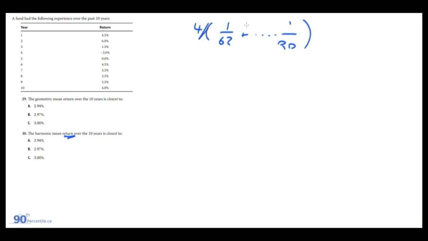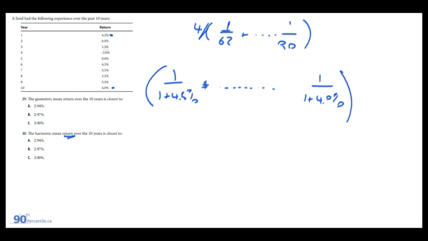Here, when we're dealing with returns, there's an additional component to the formula. So instead of just having, in the case of the stock price, 1 over 62, here it's going to be 1 over 1 plus the percentage, 4.5%. And then we go all the way down to 1 over 1 plus 4%, which is this value here. I'm not going to do all of them just for the sake of time, but you would take 1 over 1 plus the percentage. Sum all of those up, and then when we take the harmonic mean, we do 10, the number of observations, divided by this whole value in the brackets, and then subtract 1.